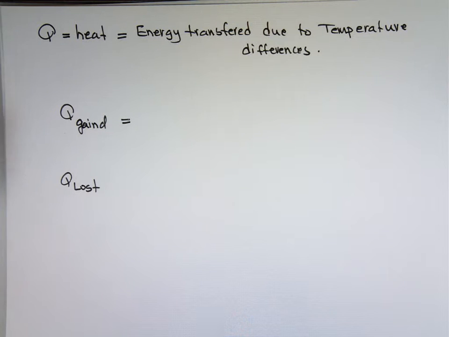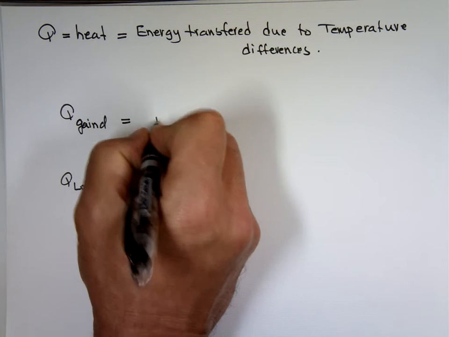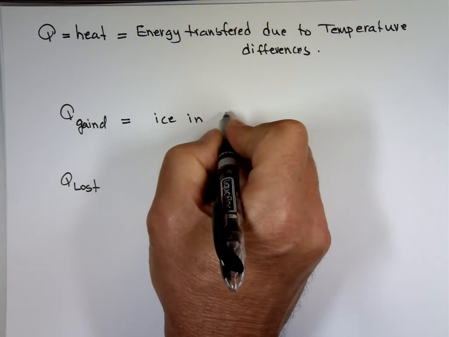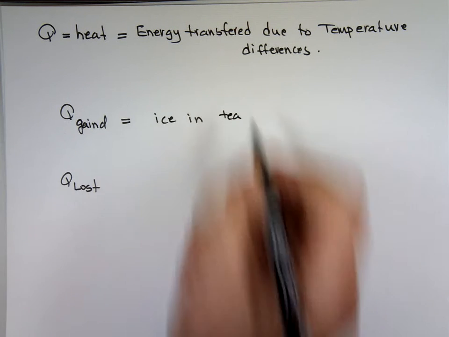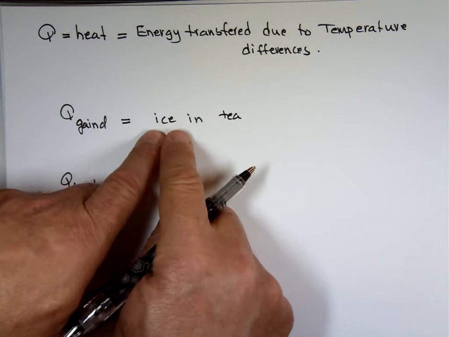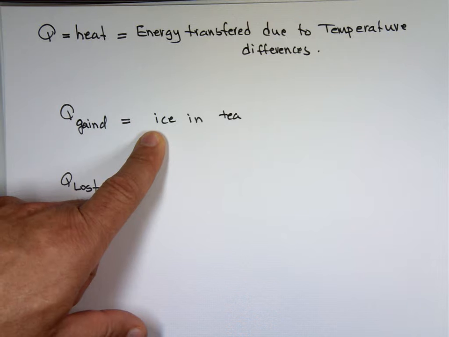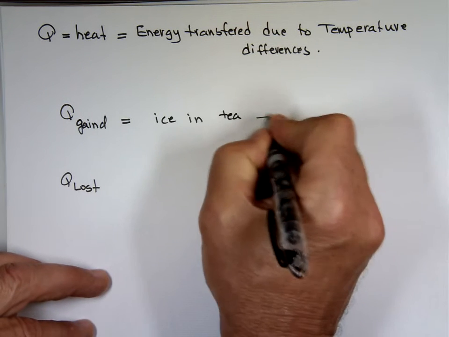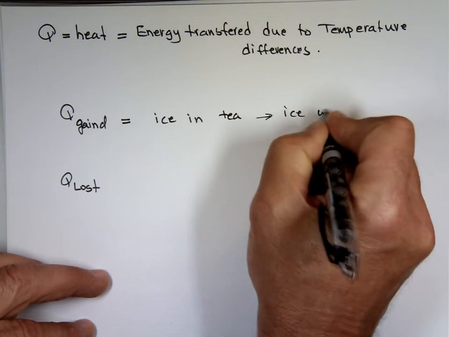When you take a cold object and you put it in a warm container or warm solution. When you put ice, for example, in coffee or tea. You want to make an iced tea, you make a hot tea, you put ice in it. Ice will gain some heat because it's cold, it's going to take some of the heat. So the ice here will gain the heat.